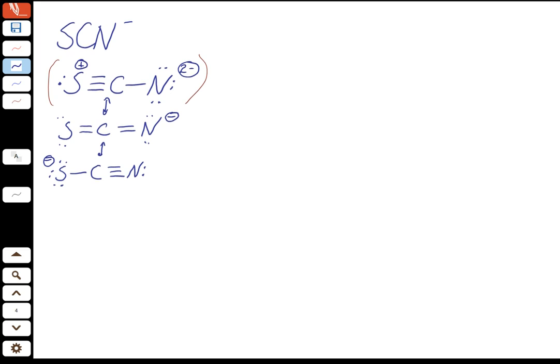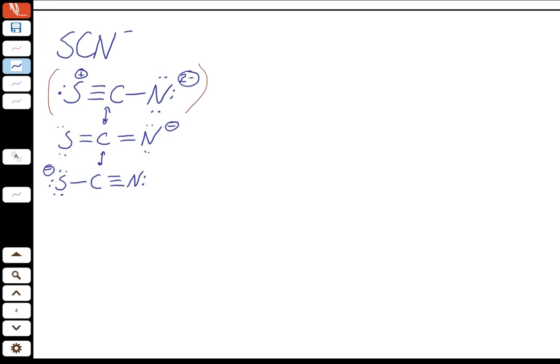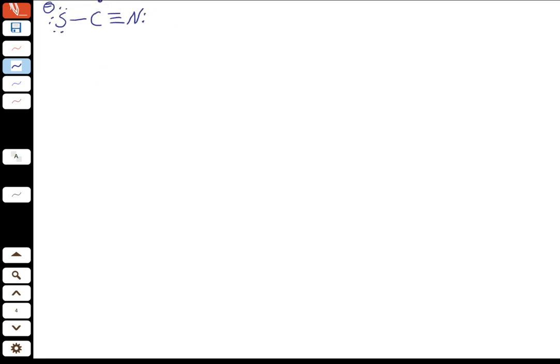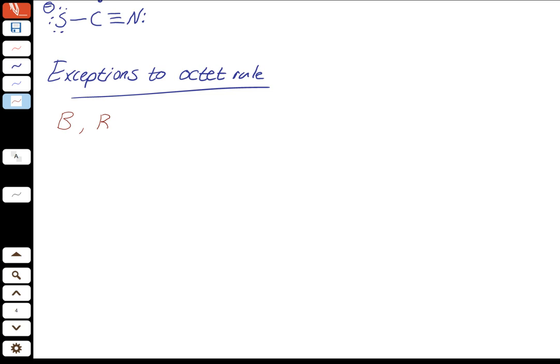All right, so for the last bit, we're just going to talk about some of the exceptions that we see. We talked about a couple of these on Tuesday. On Tuesday, we talked about how boron and beryllium generally only make 3 or 2 bonds. So they will generally have less than 8 electrons around them.